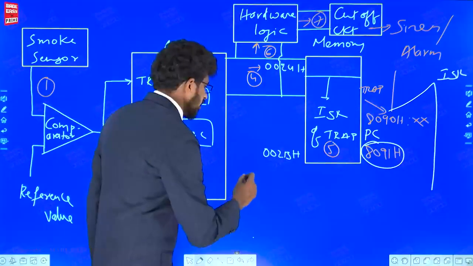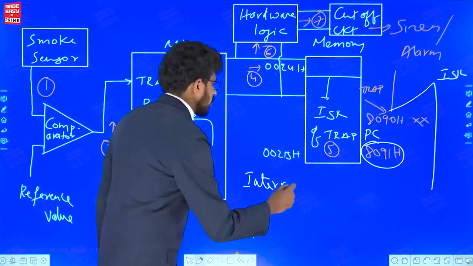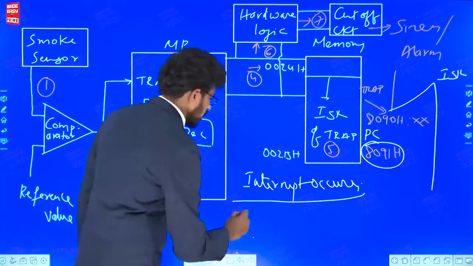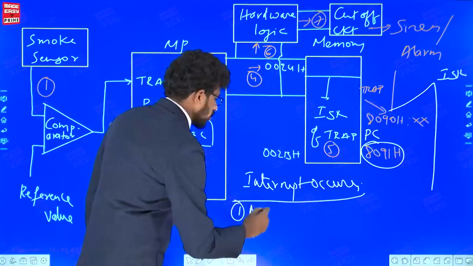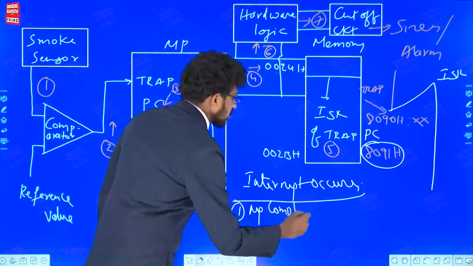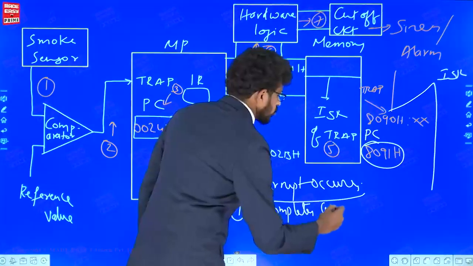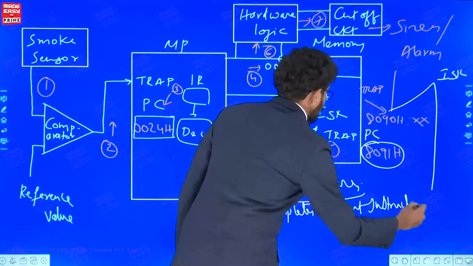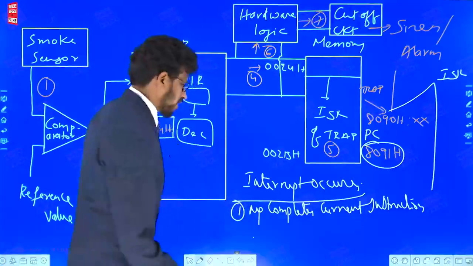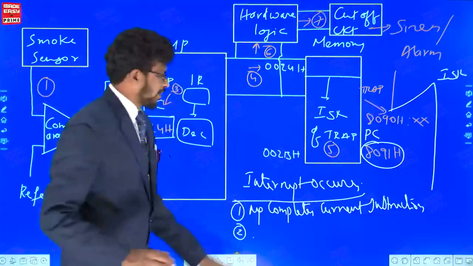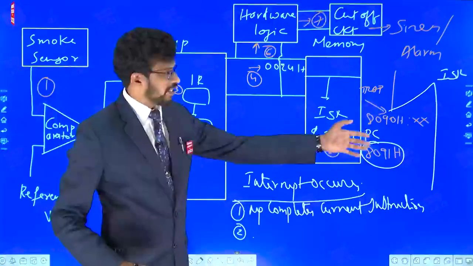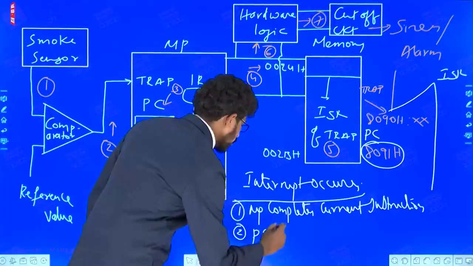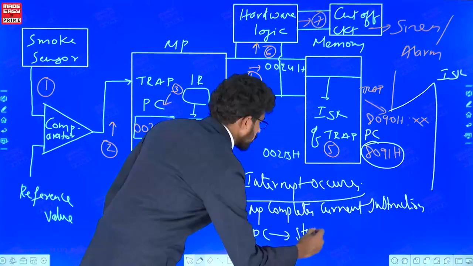So whenever the interrupt occurs, what happens? First, the microprocessor completes the current instruction, then it will push the PC value into the stack memory.